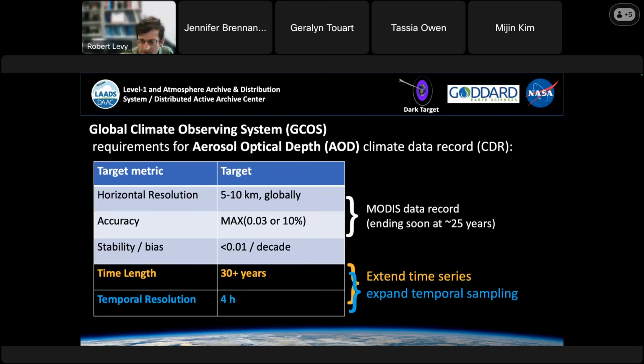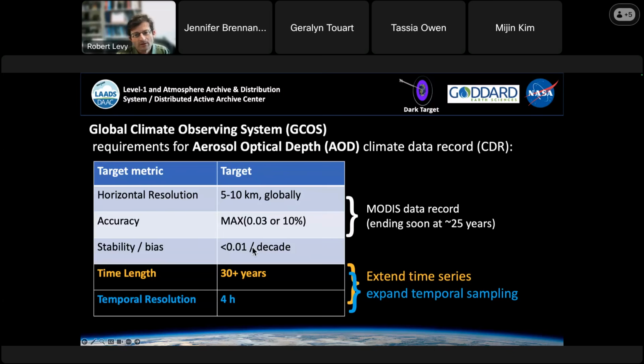One thing I wanted to mention is that those are individual cases, and we have the Global Climate Observing System, which has come up with requirements for optical depth. For a long-term and wide data record, what they call a climate data record, they make recommendations for what kind of things we're after. For MODIS, we get pretty decent horizontal resolution, pretty good accuracy, and pretty good long-term stability and bias. It takes a lot of work to do that, but we're almost to that point.